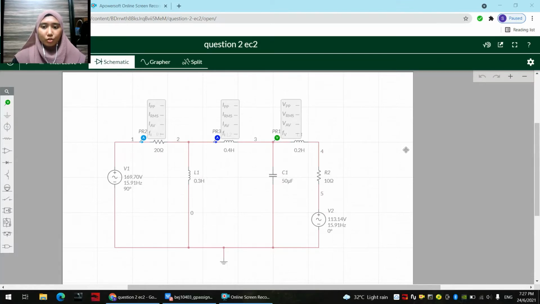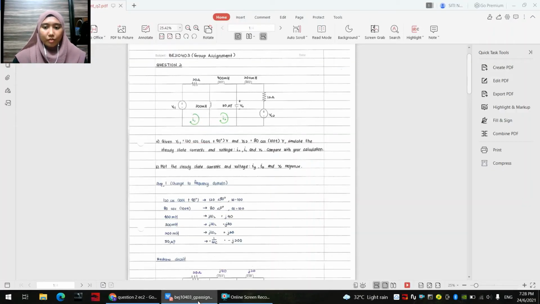Today I want to present question 2. For the simulation, I draw the circuit again, same as the equation, but for the question, V1 is 120 and V2 is 80.